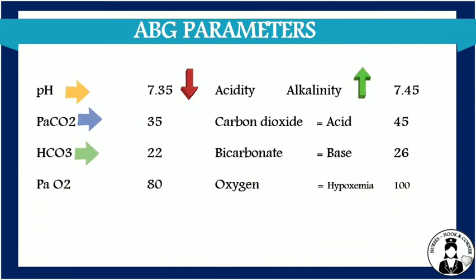Lastly, PaO2 for oxygen. Normal value is 80 to 100. Although it is not helpful to check the acid-base balance, it is helpful to check whether the patient is hypoxemic or not. So that's all regarding ABG parameters. Next, let's go into the ABG.